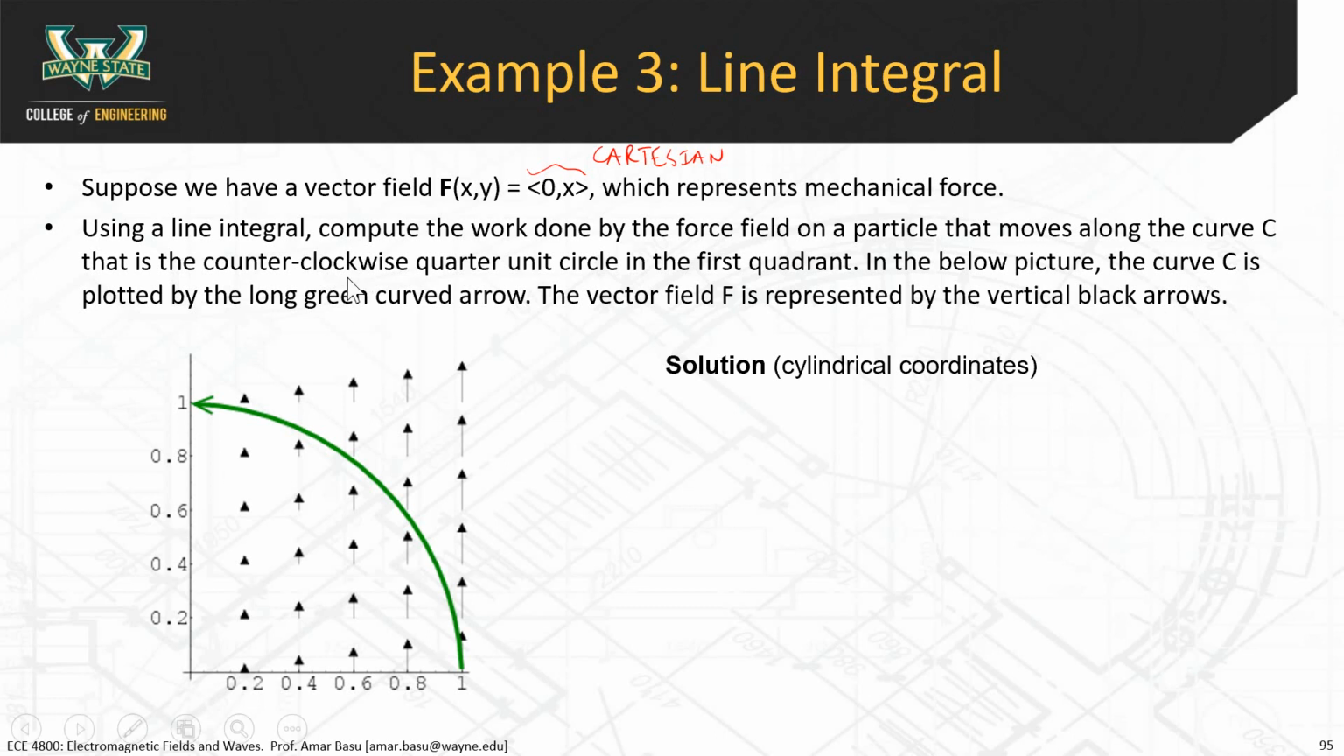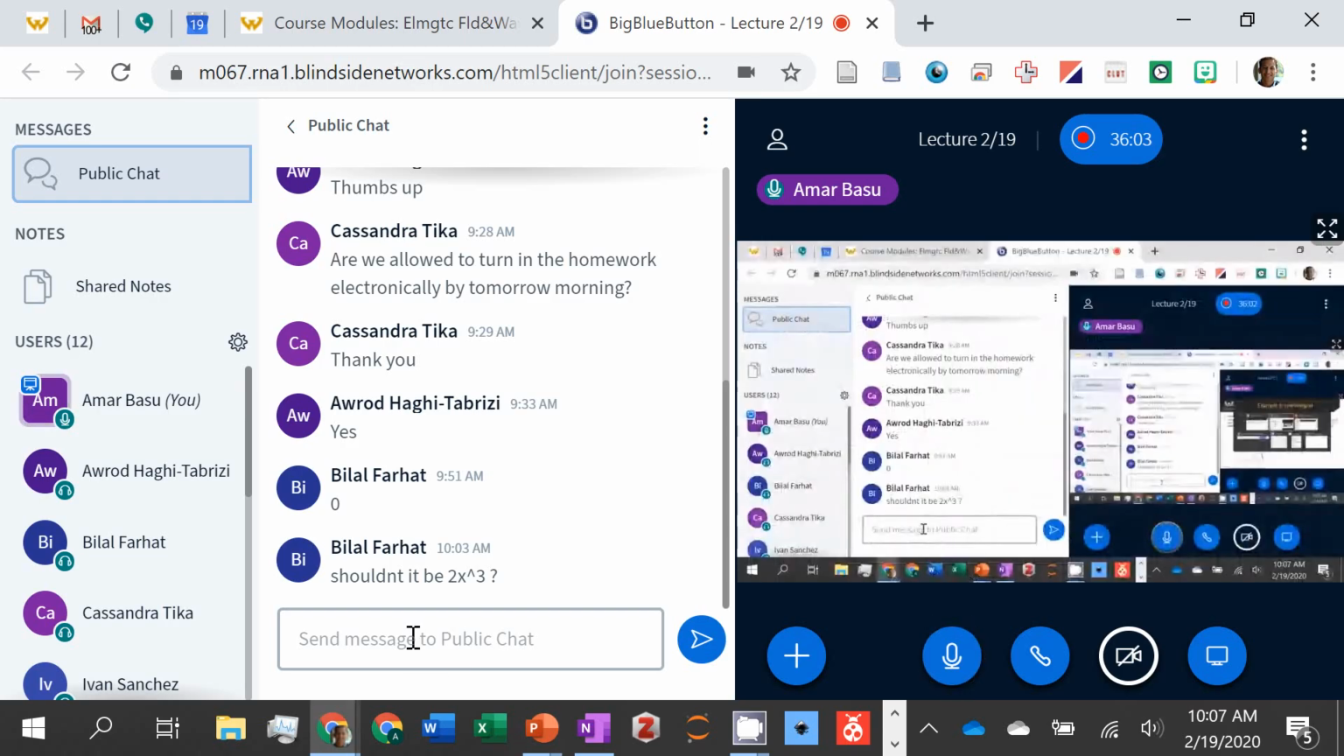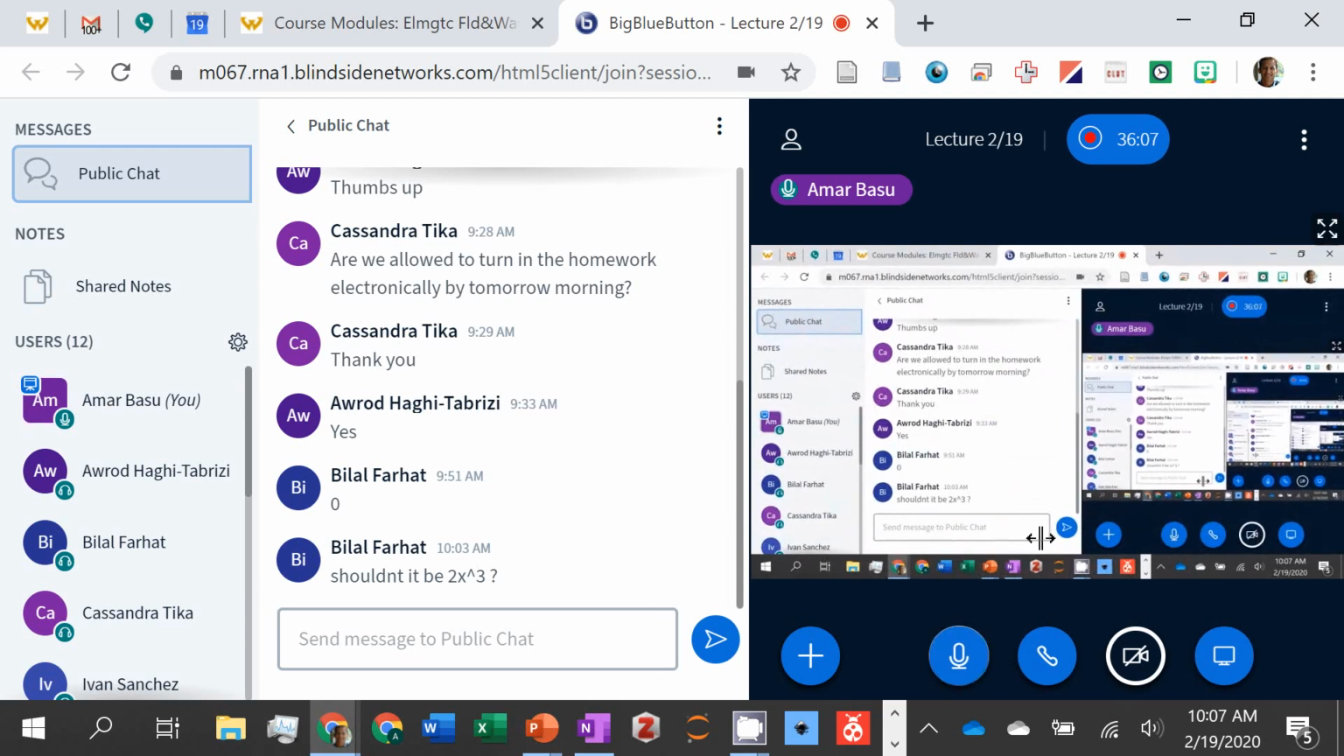Okay, so the tricky part about this problem is that you are given a force field, and the force field is defined in Cartesian coordinates. However, you are integrating along a quarter circle, right? So the question is, and I want to ask everyone this, so everyone please give their inputs here. Which coordinate system should we use here?